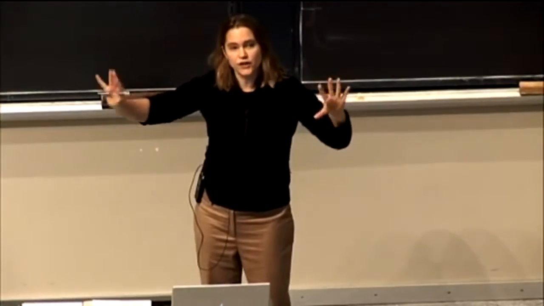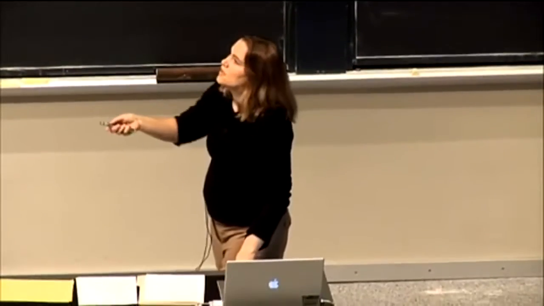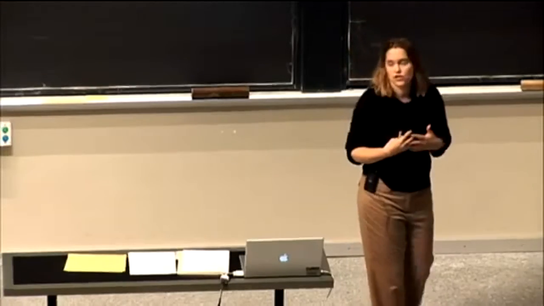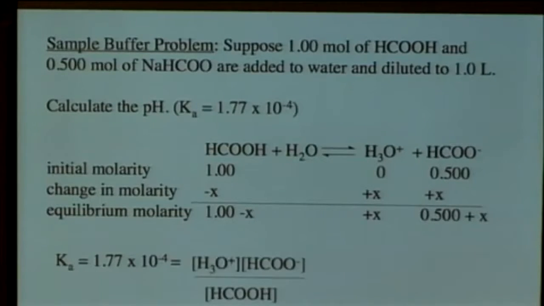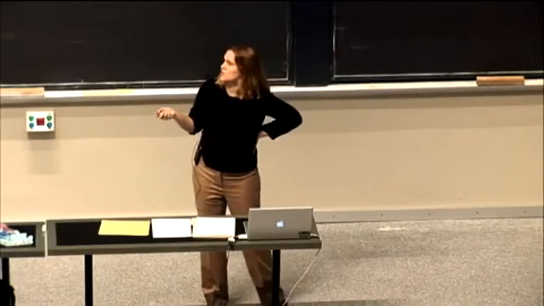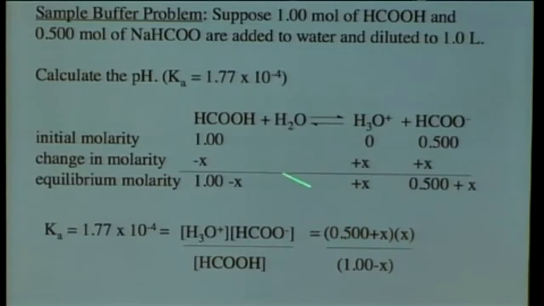So you remember that in a buffer, you've got to have both an acid and its conjugate base, or a base and its conjugate acid. So here we're talking about an acid and water. It's an acidic buffer. And so we can use our Ka value. We want to know what the concentrations are at equilibrium to calculate our pH. So we can use our Ka, and we can set it up. So we have on the top products over reactants. And we're not including water in this because it's dilute in solution, and so it's not changing very much. And now we can plug in our values. So we have 0.5 plus x, x over 1 minus x.